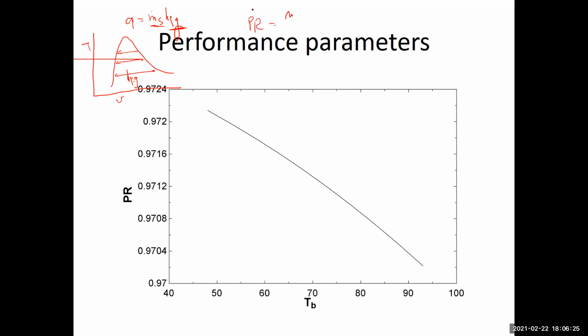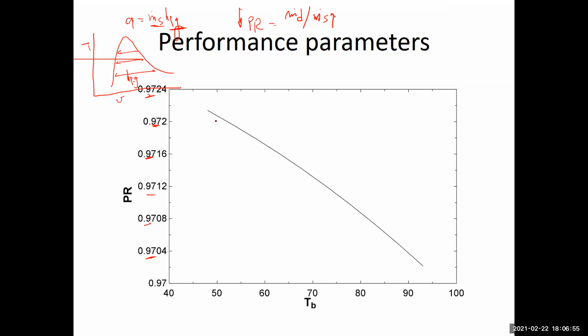PR is nothing but m dot distillate over m dot steam. If m dot steam increases, then the PR decreases. Fortunately, we are lucky that HFG is not a strong function of temperature. That's why I look at the first two digits here: 97, 97, 97. The changes here are only in the fourth and maybe the third digit every few increments.